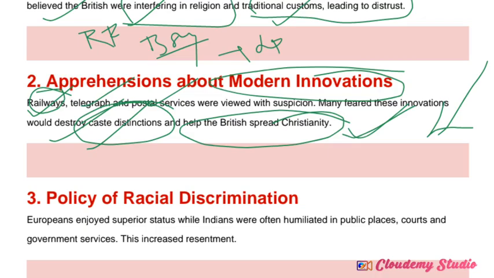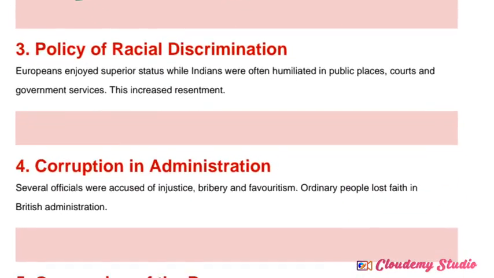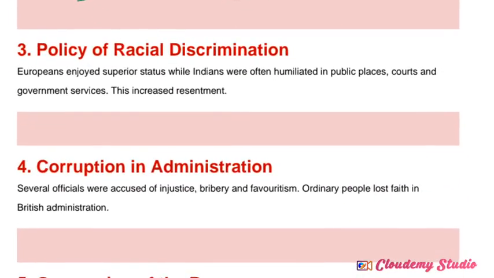I think it is clearly understood, right? So we can go for the next important socio-religious cause: the policy of racial discrimination. So what about that policy? See, racial discrimination means treating people as superior, higher, lower, and also white people, black people. These kinds of discrimination, these kinds of policies, we call racial discrimination here.